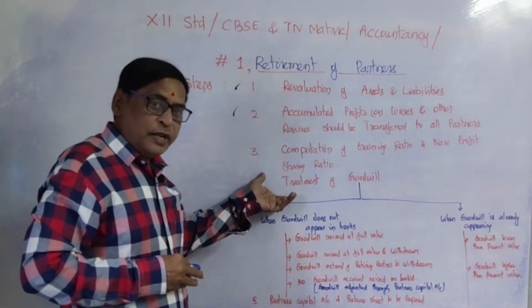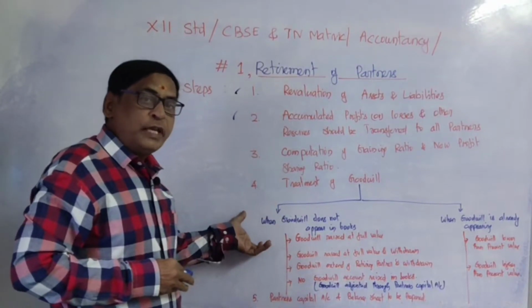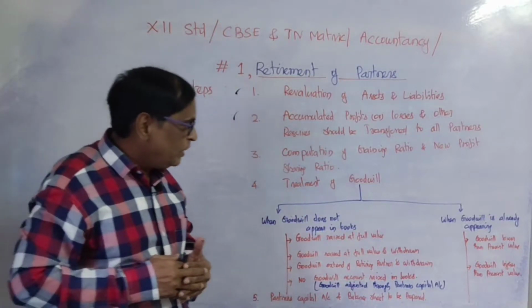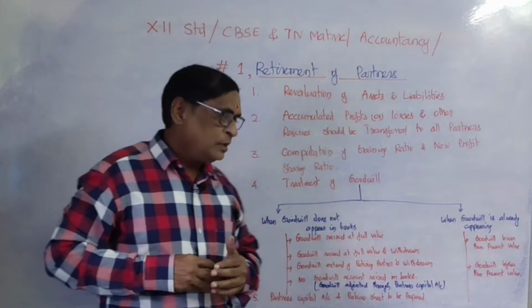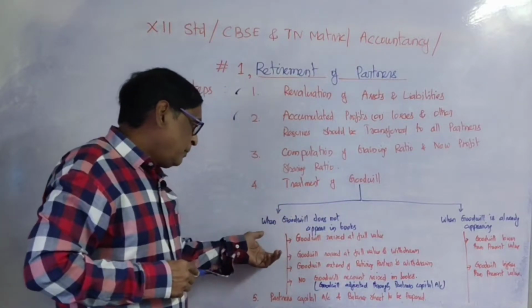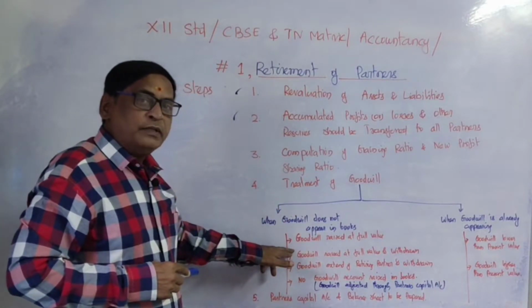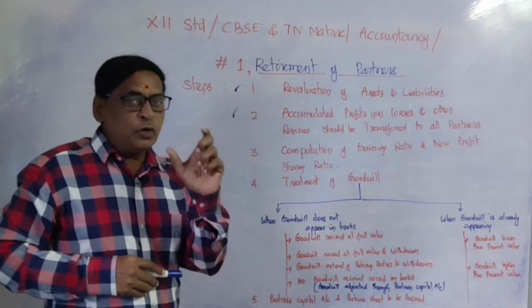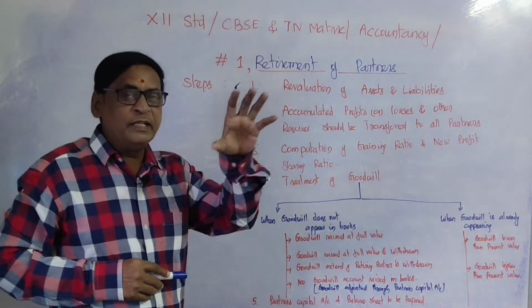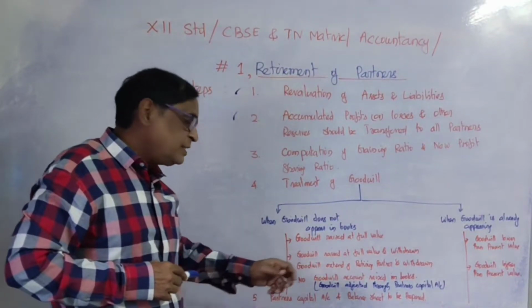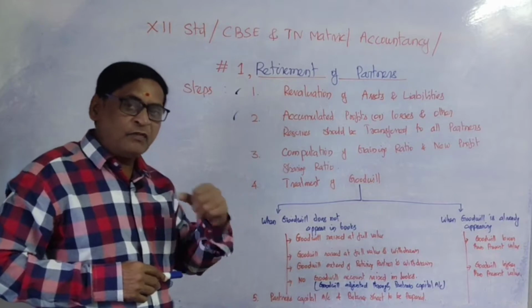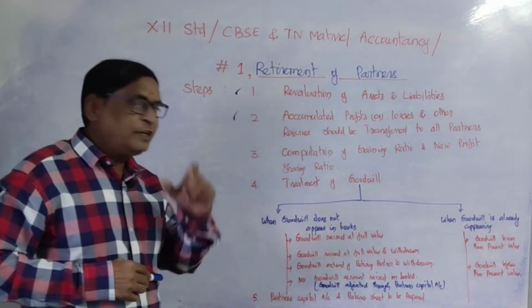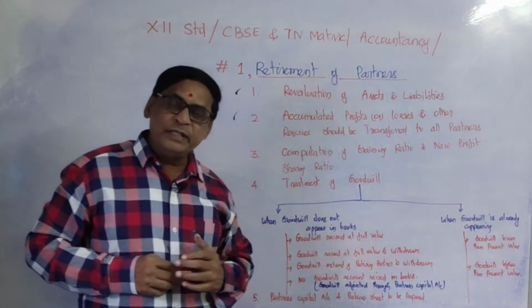Goodwill is to be calculated. There are 2 types of cases: when goodwill does not appear in the books, and when goodwill is already appearing in the books. When goodwill does not appear, there are 4 methods. The first method is goodwill raised at full value. What will be the journal entries? And then if goodwill is raised at full value and immediately withdrawn, what will be the adjustment entries? And then if goodwill is raised to the extent of the retiring partner's share and then withdrawn, what will be the journal entries?